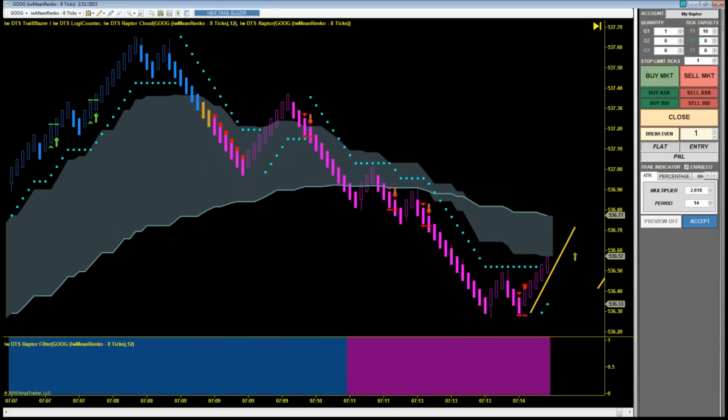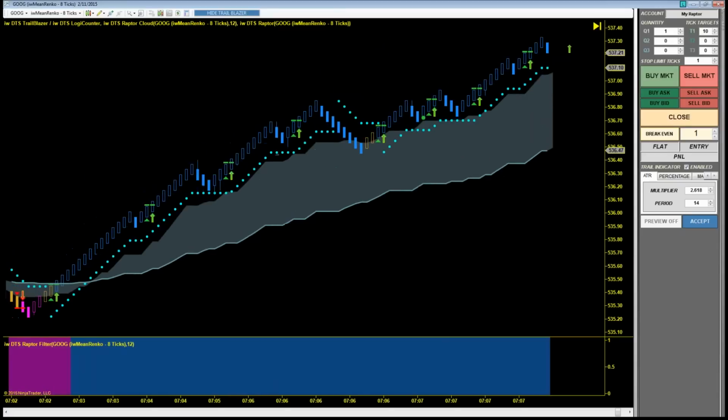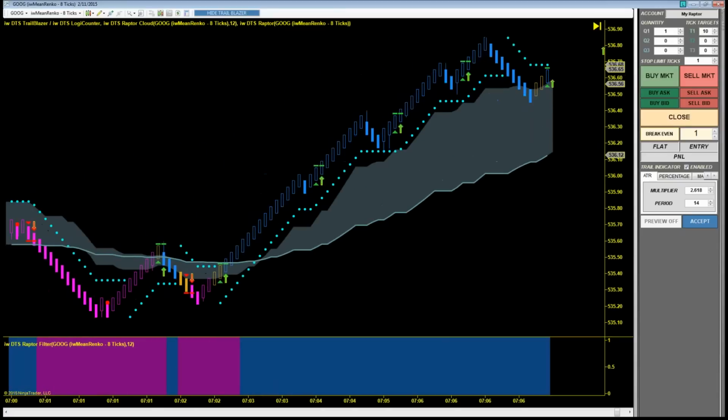A little congestion here. This is what we call a double pullback signal, where it goes into the band. This one actually worked into a triple pullback, but we see two pullbacks into the band and then it comes out and generates a signal. Here's a trend change signal. So just as the band was changing over, we generated a signal. Oh, lots of opportunities to the upside.